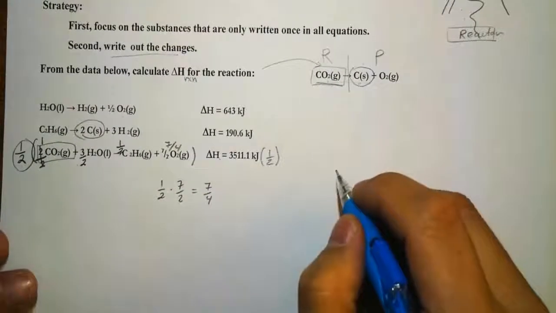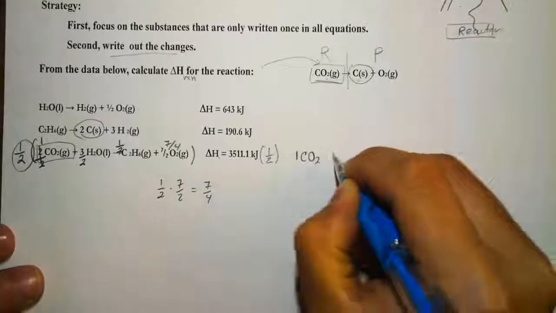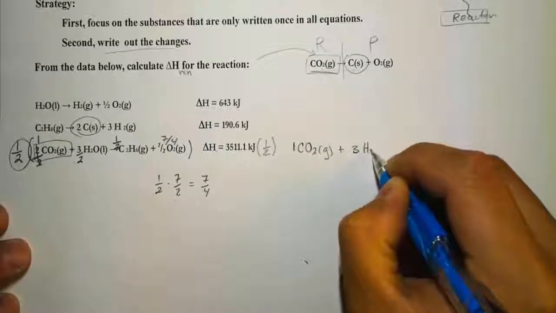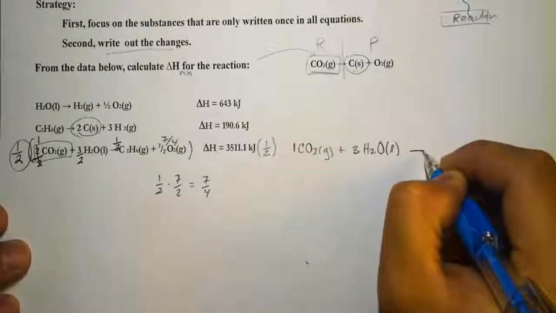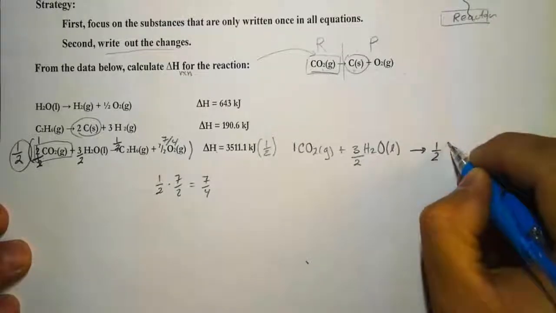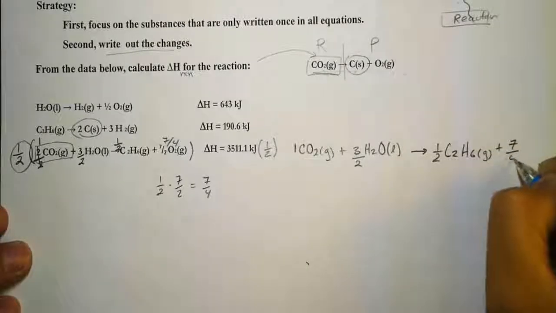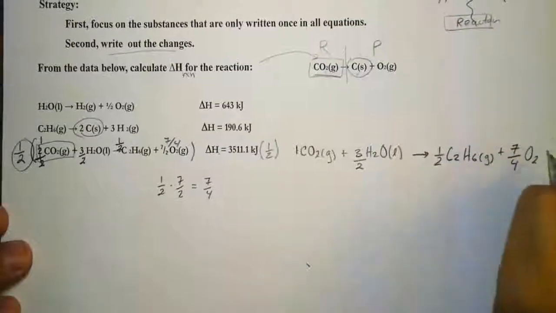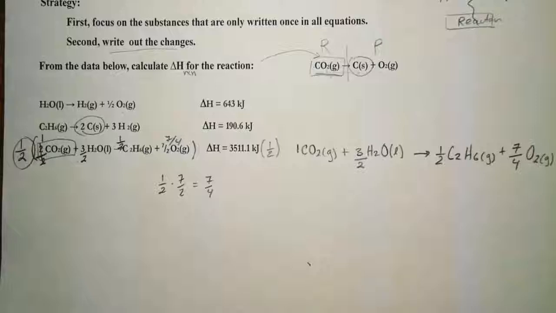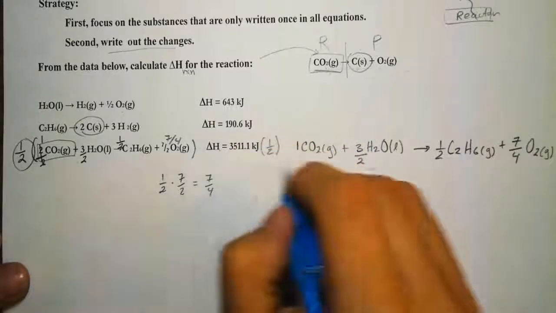Okay, so let's rewrite this so that it becomes less confusing for us. We have 1 CO2, and the state of matter is important as well, so we have to write that down. So we have 3 H2O liquid producing 1/2, oh well, 3/2 producing 1/2 C2H6 gases plus 7/4 O2. There you go. And this is gases as well. The state of matter is important as well. They have to be the same in order to cancel out. So that's what we have right there, okay? And of course we can do the math later for that part.